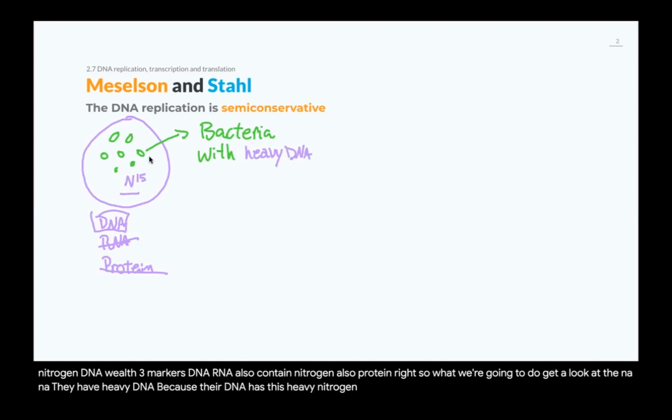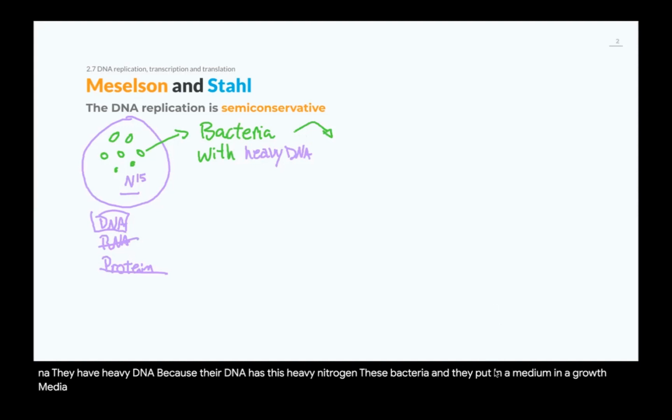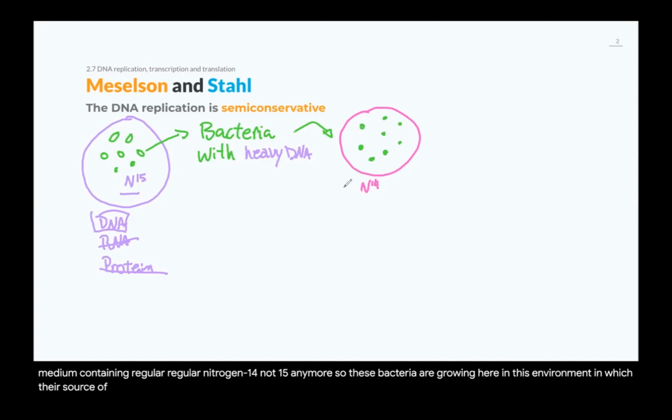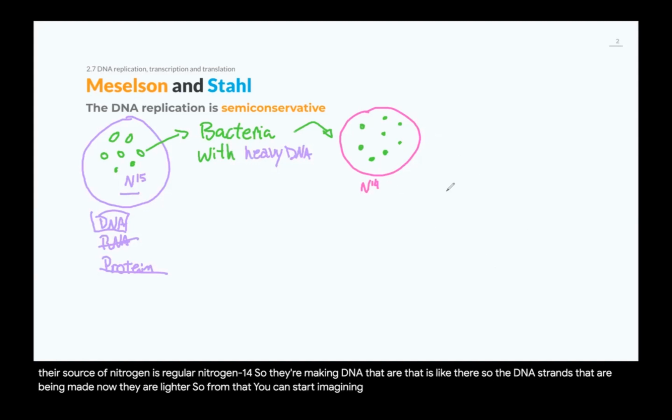Then they took these bacteria and put them in a growth medium containing regular nitrogen. Regular nitrogen 14, not 15 anymore. These bacteria are growing in an environment in which their source of nitrogen is regular nitrogen 14. So they're making DNA that is lighter. The DNA strands that are being made now are lighter. From that, you can start imagining what is going to happen.